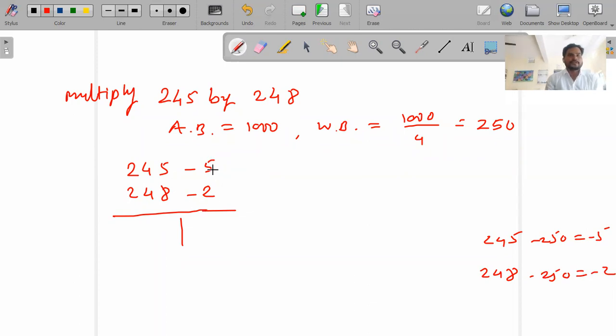Multiplication of these two, 5 into 2, is 10. How many zeros are there in the actual base? There are 3 zeros, so 3 digits should be there. Because the multiplication is 10, in 3 digits I will write 010. Now next, 248 minus 5, or you can do 245 minus 2, that will be 243.